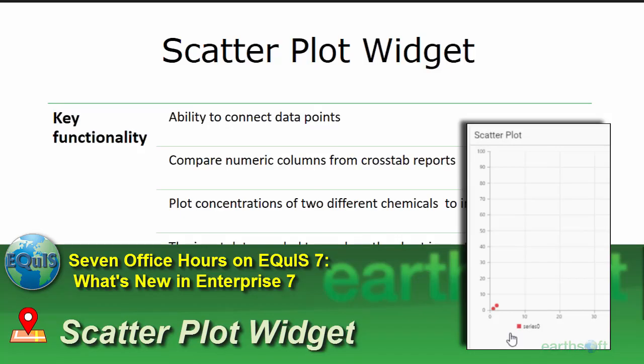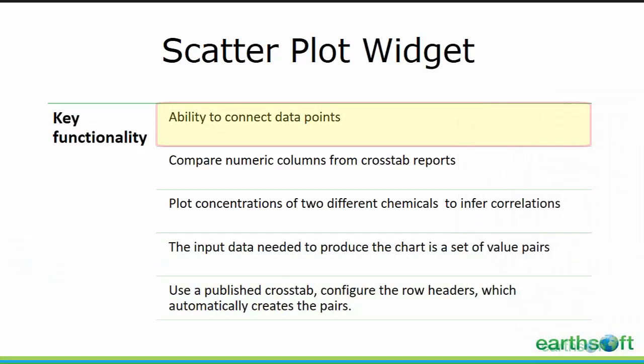Moving on to the next topic, which is the scatter plot widget. One of the key functionalities of the scatter plot widget is the ability to connect data points. You can compare numeric columns from cross-tab reports. You can plot concentrations of two different chemicals to infer correlations. The input data needed to produce a chart is a set of value pairs. And you can use a published crosstab to configure the row headers, which automatically creates the pairs.